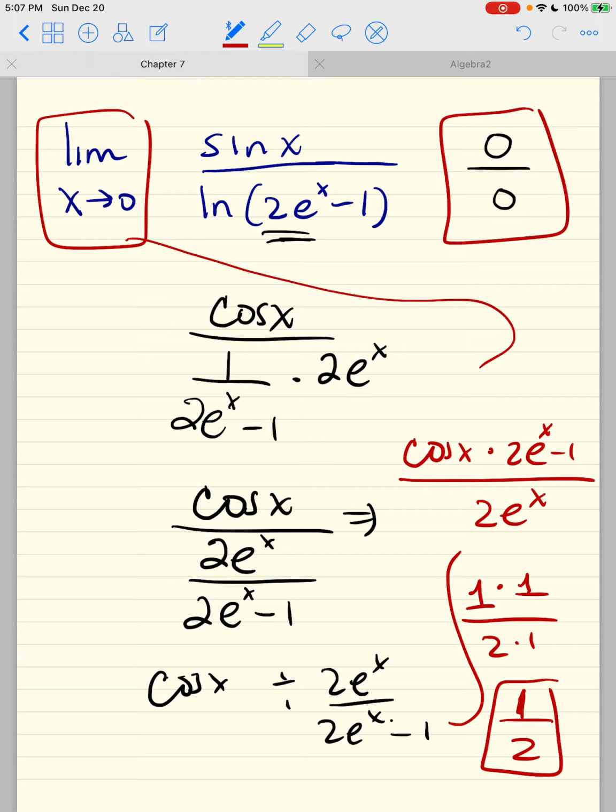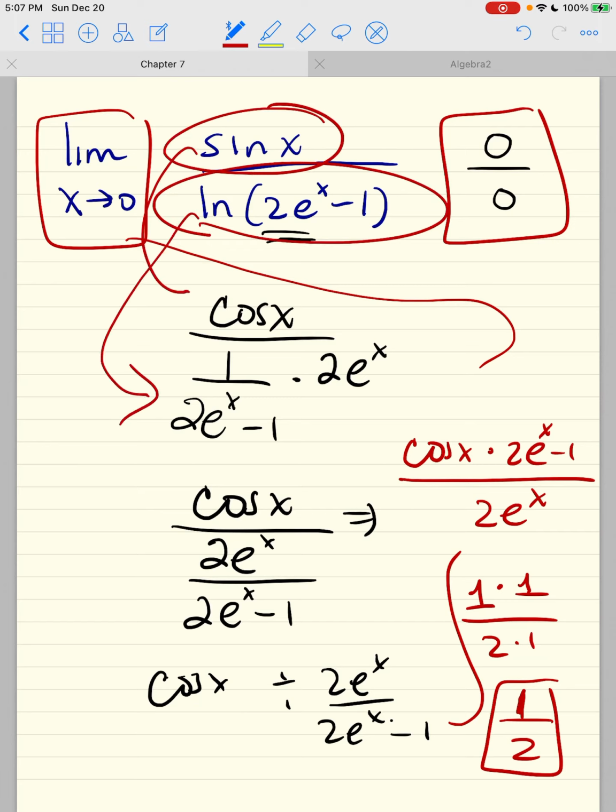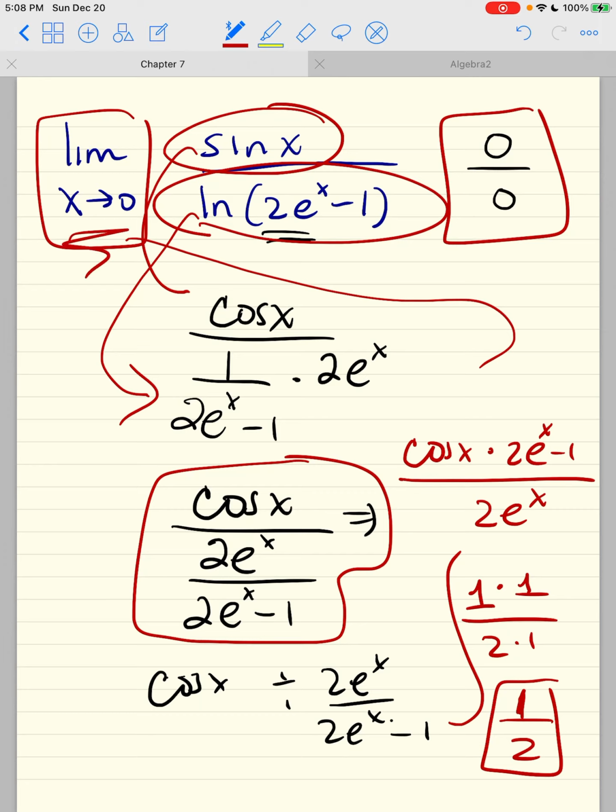First step, get an indeterminate form. After that, take the derivative of sine by itself, take the derivative of the natural log by itself. We're going to keep, change, flip. And then we're going to just reapply the 0, and you end up with 1/2. So the limit as x approaches 0 for that function is going to be 1/2.